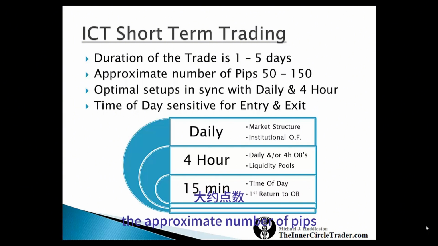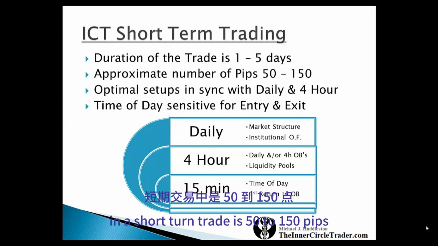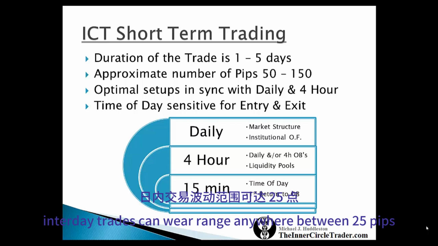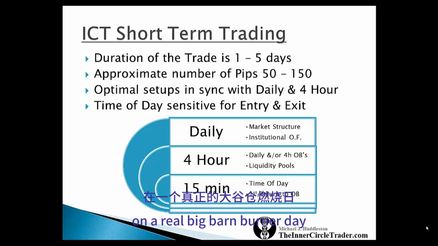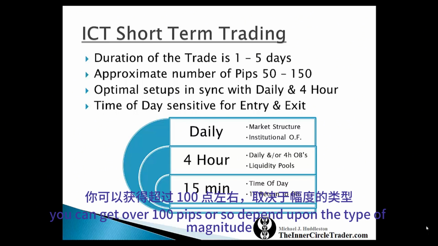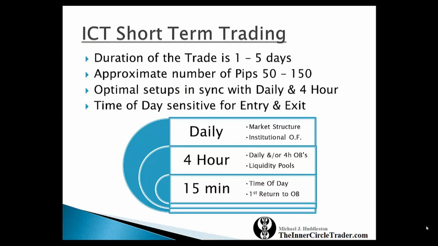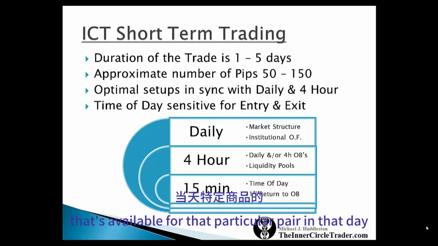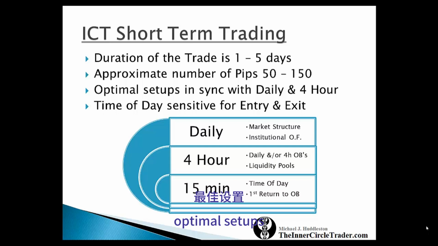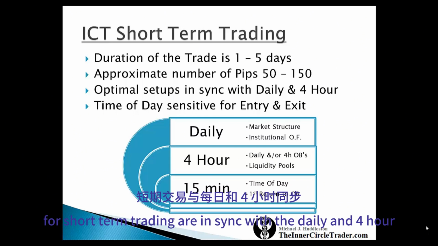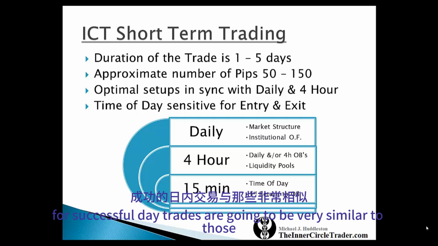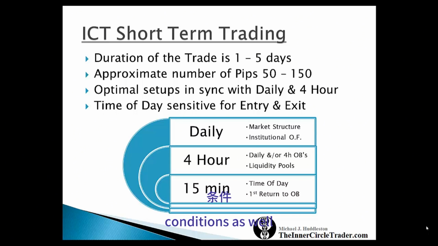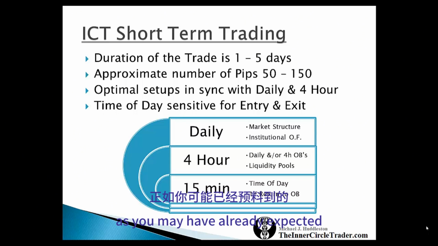The approximate number of pips in a short-term trade is 50 to 150 pips. Intraday trades can range anywhere between 25 pips, 15 pips, as much as 100 pips. Okay, on a real big barn burner day, you can get over 100 pips or so, depending upon the type of magnitude and volatility that's available for that particular pair in that day. Optimal setups for short-term trading are in sync with the daily and 4 hour. Now you're going to see that the highest probability for successful day trades are going to be very similar to those conditions as well. And the time of day is sensitive for entry and exit, as you may have already expected.